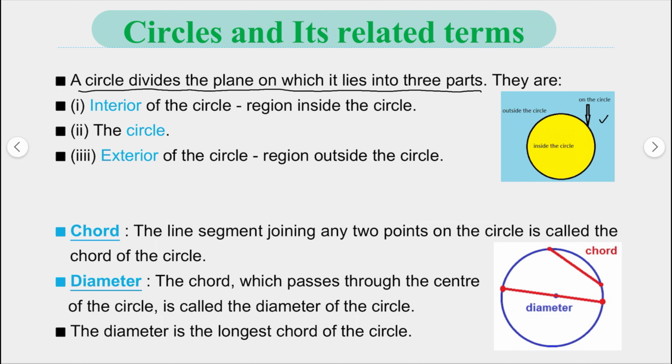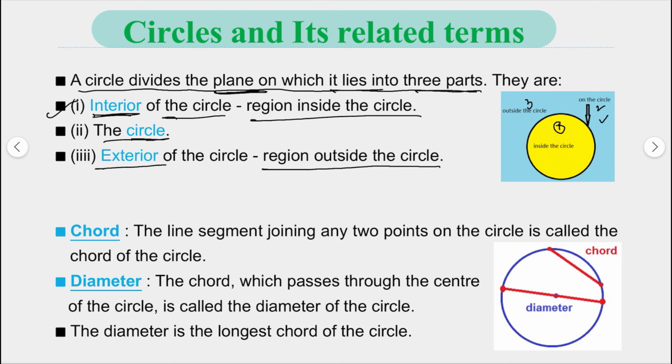First one is the inside of the circle, which is called the interior, that is the region inside the circle. Second one is the circle itself. And the third is the region outside the circle, which is called the exterior of the circle. So a circle divides the plane on which it lies into three parts: the interior, the circle itself, and the exterior of the circle.